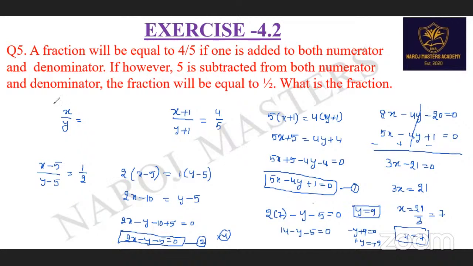So what are x comma y here? x is our numerator value and y is the denominator value. So the fraction will be 7 by 9. So what is our fraction here? The fraction is 7 by 9 for this question. Look at the next problem.